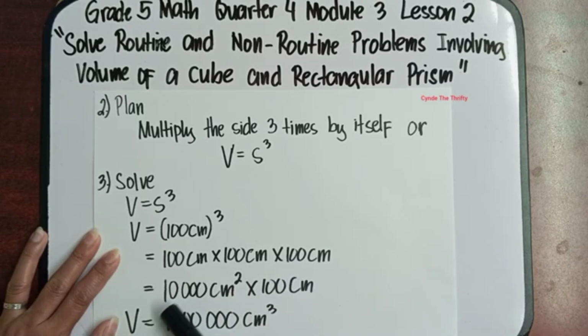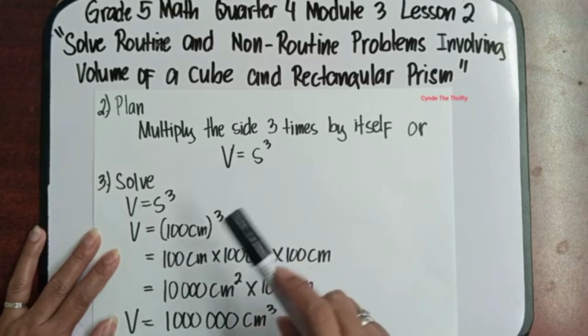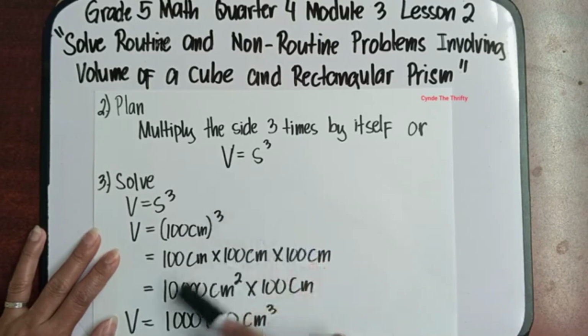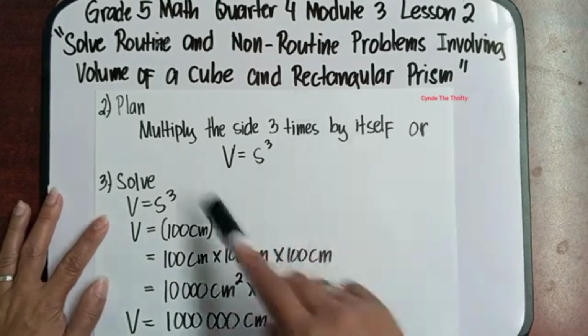So, 10,000 centimeter squared times 100 centimeter, 10,000 times 100 is equal to 1 million. And then centimeter squared times centimeter, ilang centimeter na lahat? 3. So, cubic centimeter. Ibig sabihin, ang volume ng ating jewelry box na merong side na 100 centimeter is 1 million cubic centimeter. O diba, napakadali lang mag-solve ng routine problem.